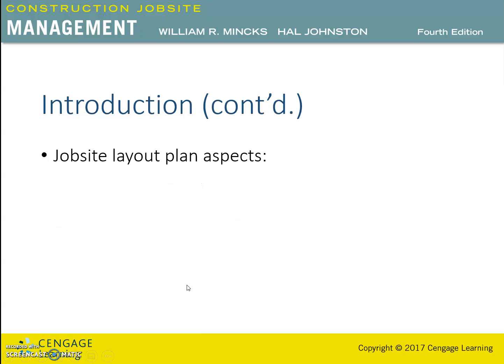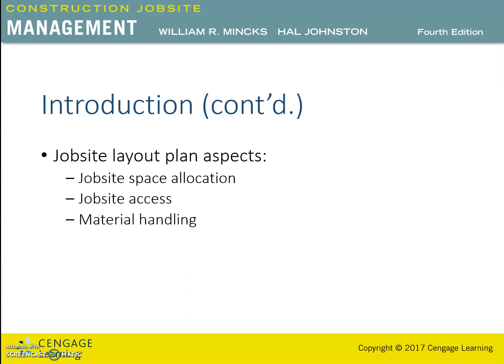The job site layout plan has the following aspects. First of all, job site space allocation. These are areas on the job site for material delivery, material storage, temporary offices, and facilities. Job site access includes access to and from the job site and to work areas within the job site, including haul roads.